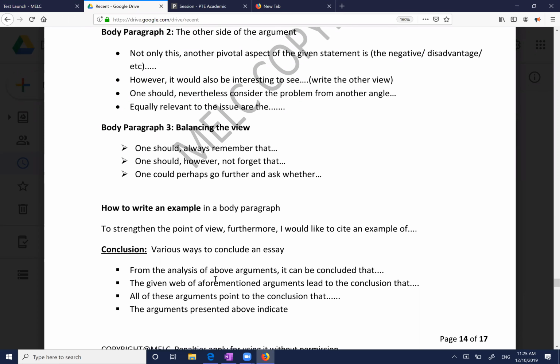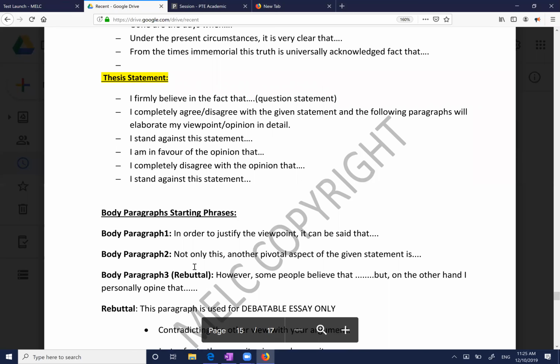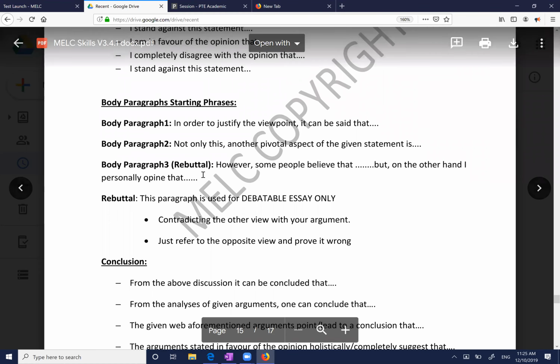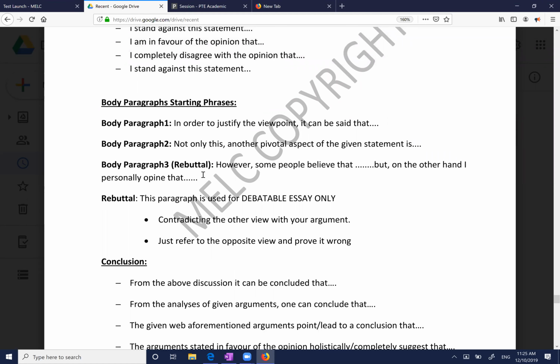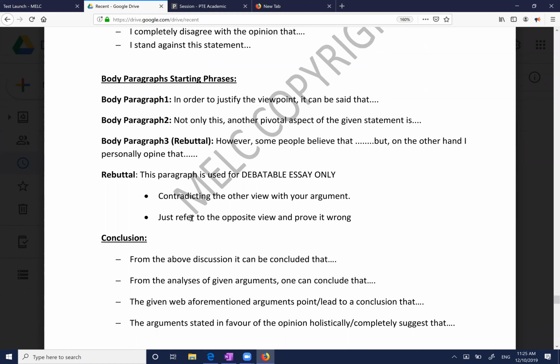Yes, sir. This is descriptive and this is debatable. Thesis statement, body paragraph 1 starting line, body paragraph 2 starting line, and body paragraph 3 rebuttal paragraph starting line. Conclusion line. So if you see, you have to write 200 to 300 words. At least 40 words you get from these body paragraph starting lines. 40 words out of 200. Let's say 200 is what we have to write. 40 words will come from these body paragraph starting lines if you learn them.